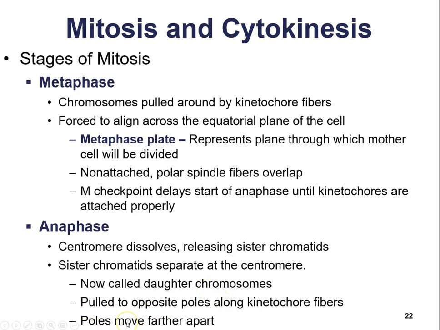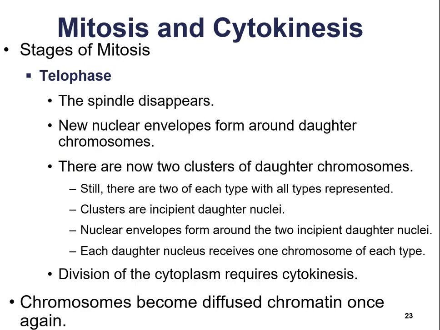All right, and it says the poles move further apart. I'll show you all this in the picture as well. So in anaphase, the chromosomes have this sort of V shape, right? The chromatids as they pull away from each other.